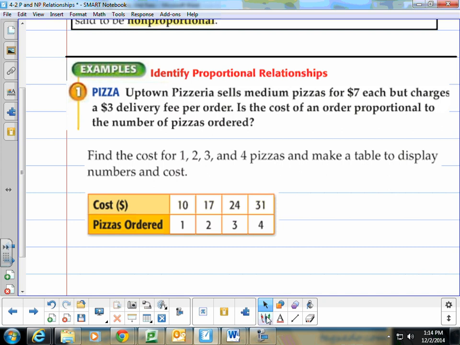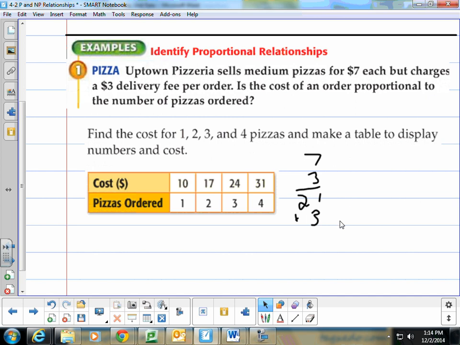Same thing for the third pizza. I do the 7 three times for 21, plus that additional $3 delivery fee for 24, and then 4 pizzas would cost $31. It's a little bit of math involved to make the table, and that's okay. It's not too difficult there.